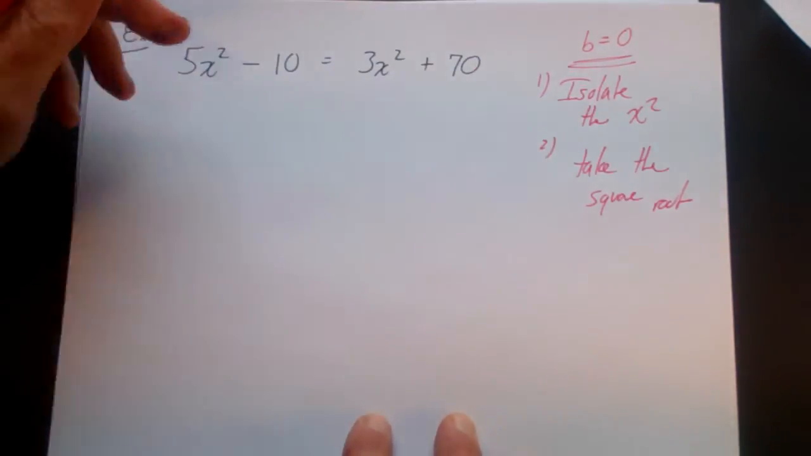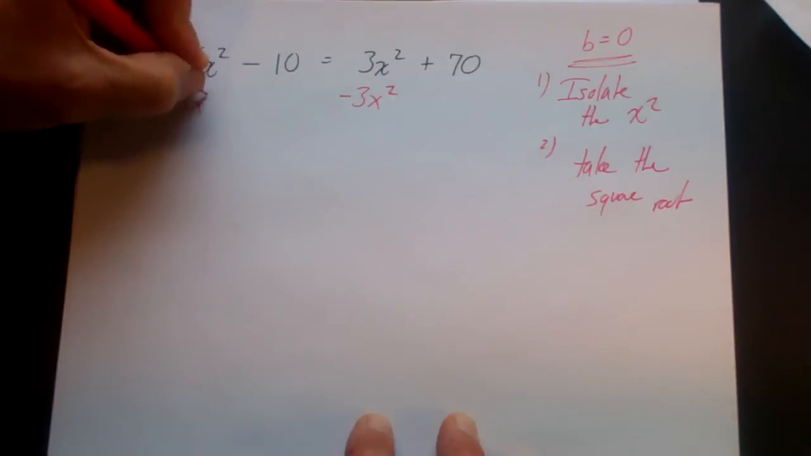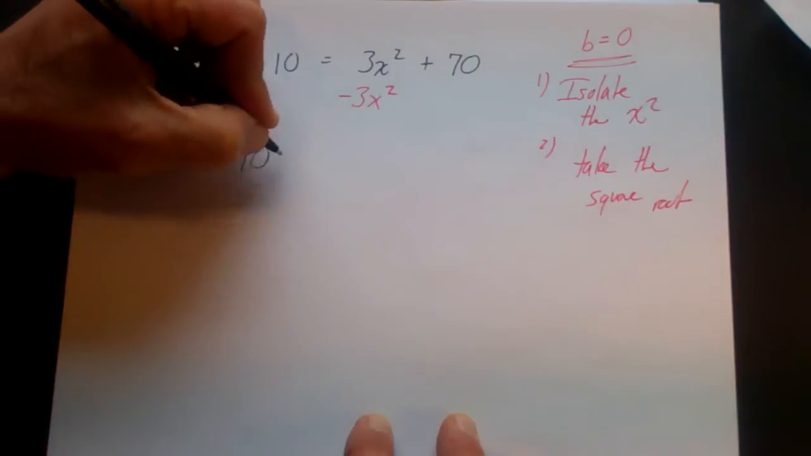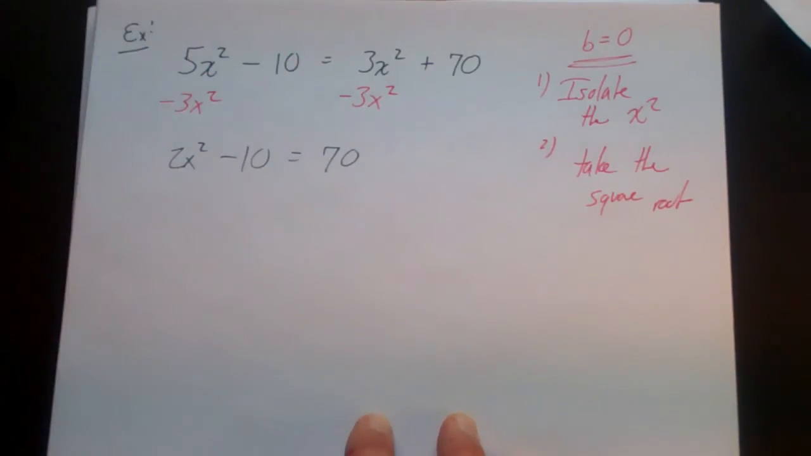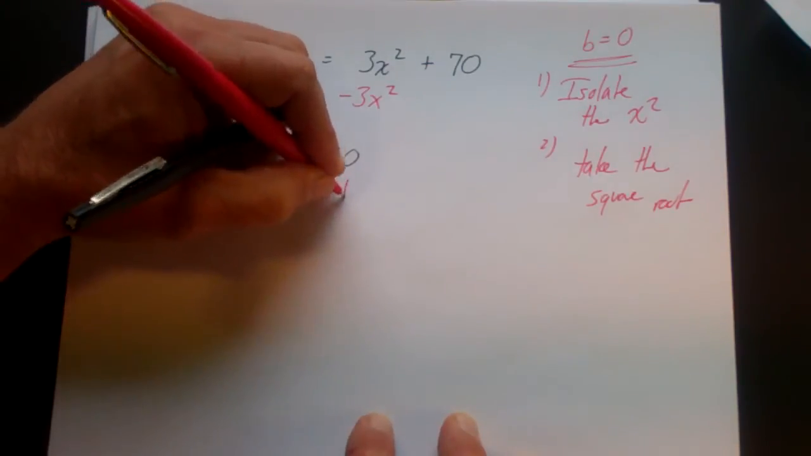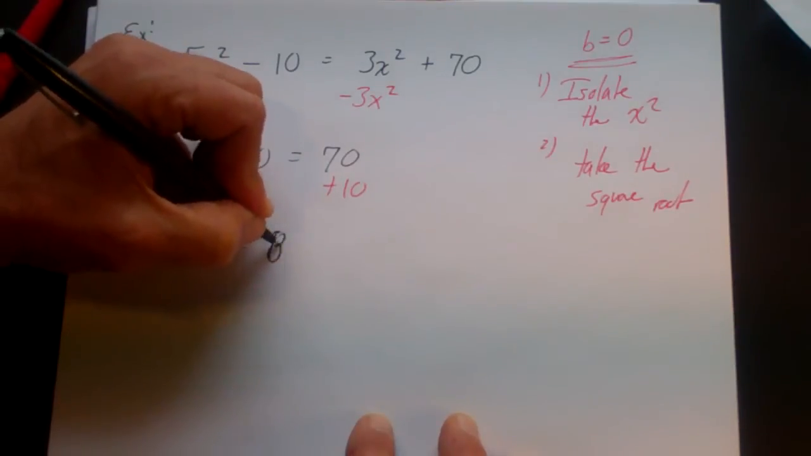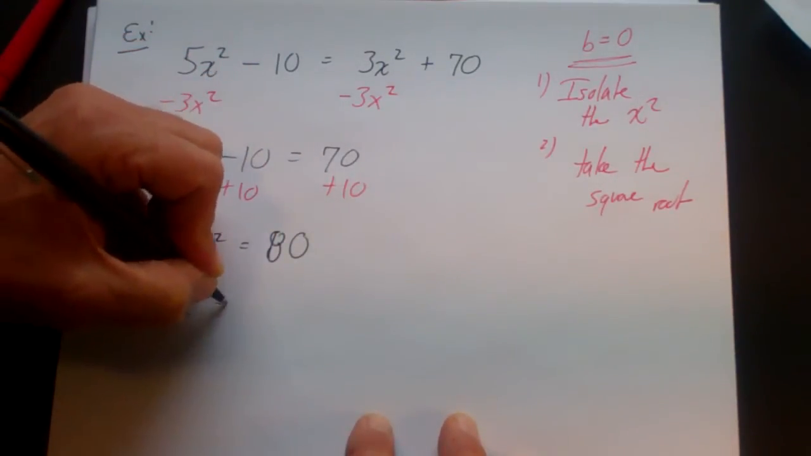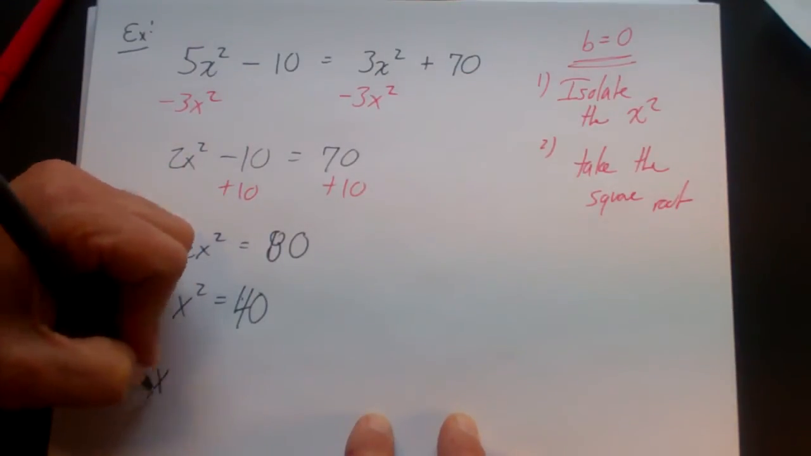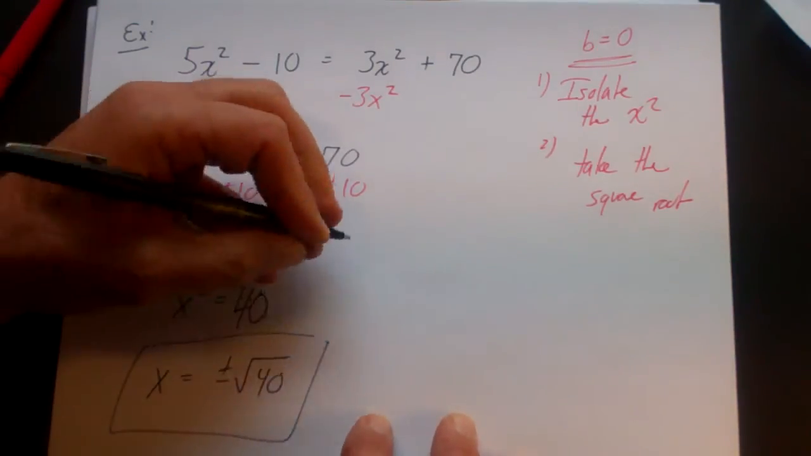In this case, let me get the 3x squared over there. And then that's going to be 2x squared minus 10 is equal to 70. I'm going to add 10 to both sides. And then I have 2x squared is equal to 80. Divided by 2, you have x squared is equal to 40. And take the square roots. You have x is equal to plus or minus the square root of 40. I still need to simplify.